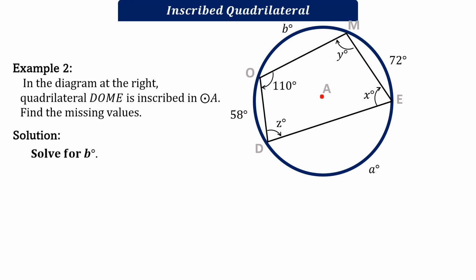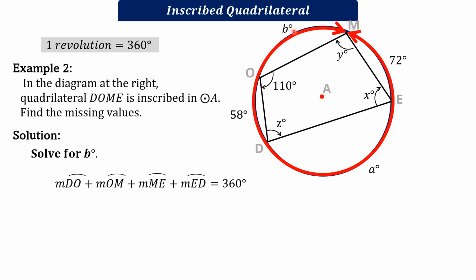Solve for B degrees. We can apply the degree measure of a whole circle here, which is equivalent to 360 degrees. Arc DO is equivalent to 58, arc ME is 72, and arc DE is A, which is equivalent to 148 degrees. So applying that one revolution is 360. Therefore, all the degree measures of its arcs is equivalent to 360.